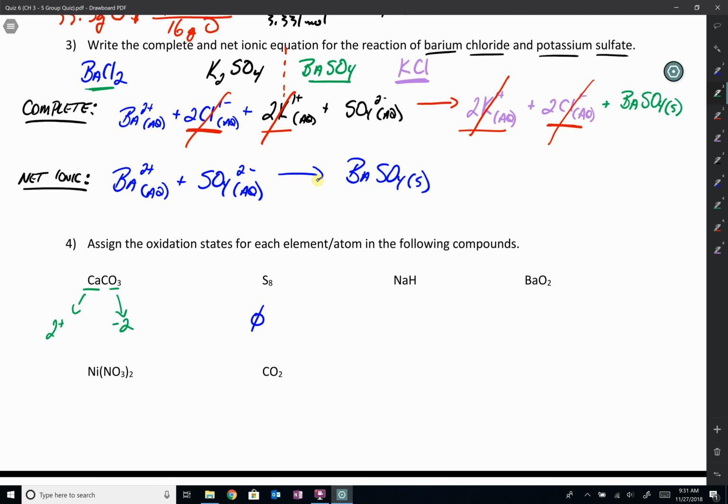Well, how many oxygens do we have? Well, we have got a total of 3 of them. 3 times 2- would be -6, right? -6 from the oxygens total. We have plus 2 from the calcium. And so we have to figure out, oh, let's do this in blue, right? We have to figure out the carbon in blue here.